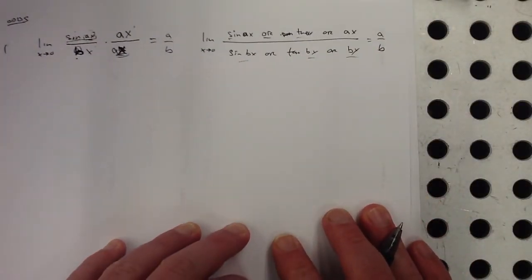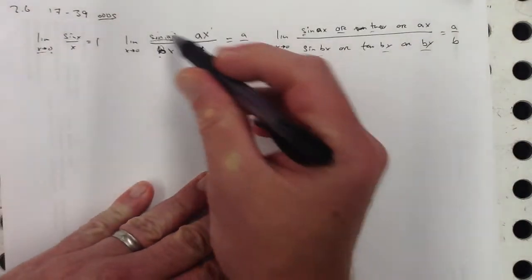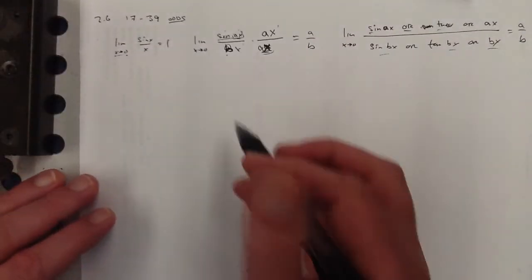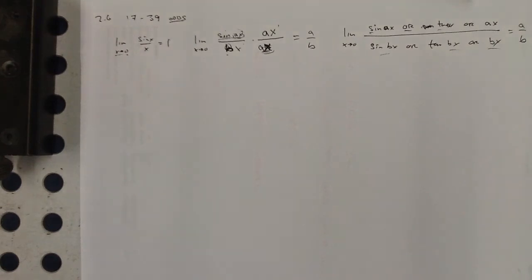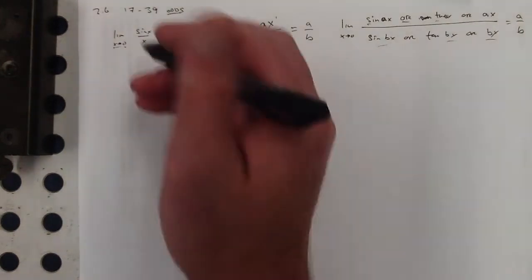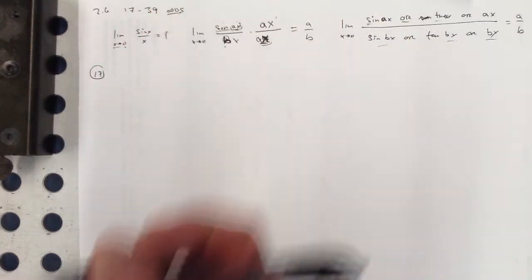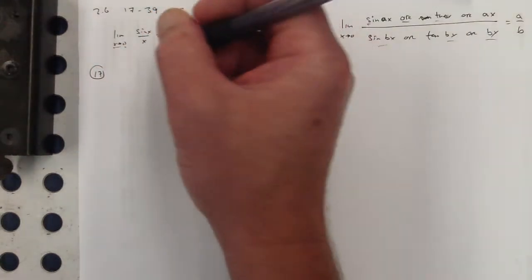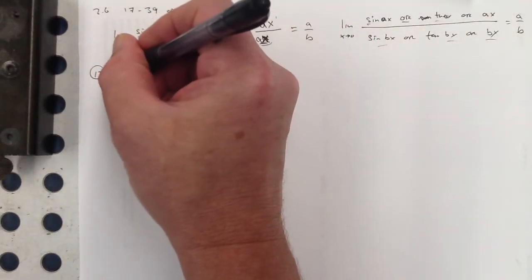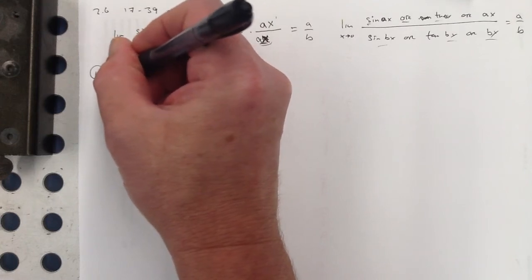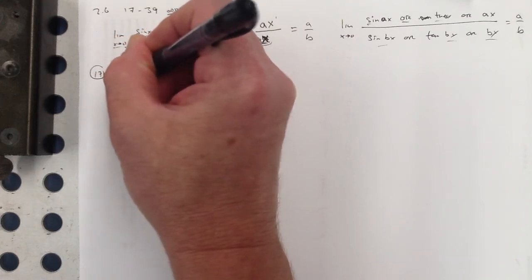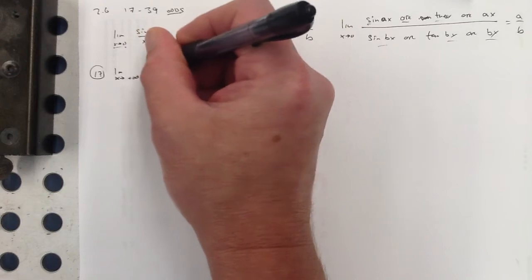And I'm not going to keep going through this process every time for those. So, okay, now that we have that under our belts, let's jump in. Number 17. And number 17, can't use that trick. So we've got the limit as x approaches positive infinity, cosine 1 over x.